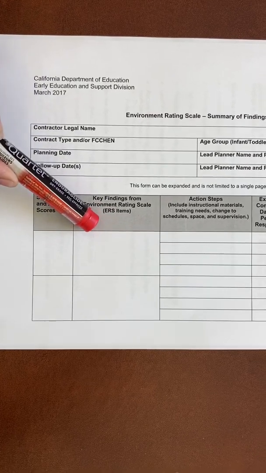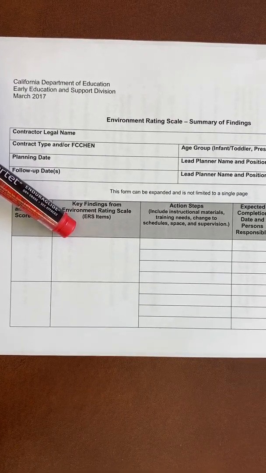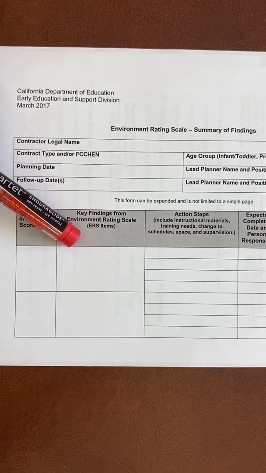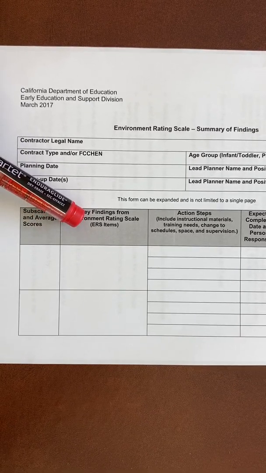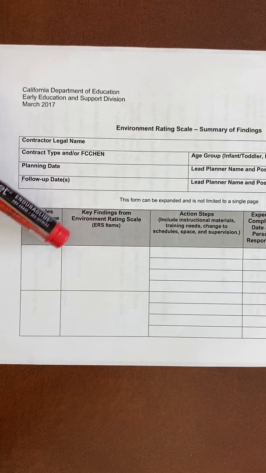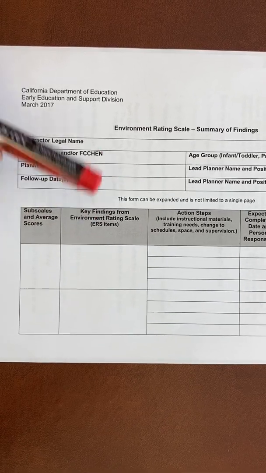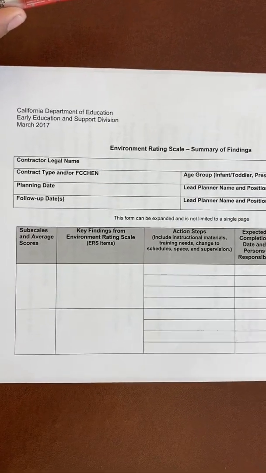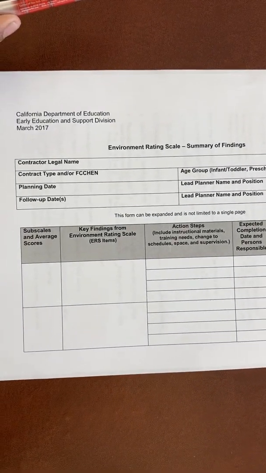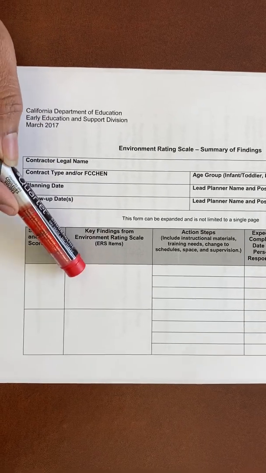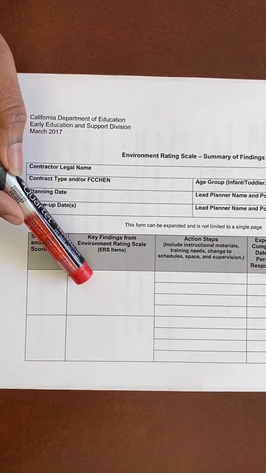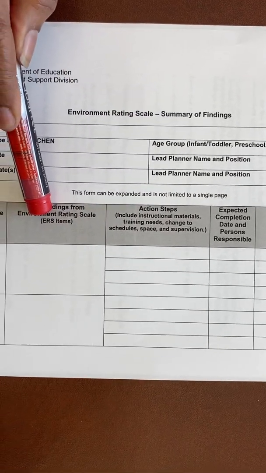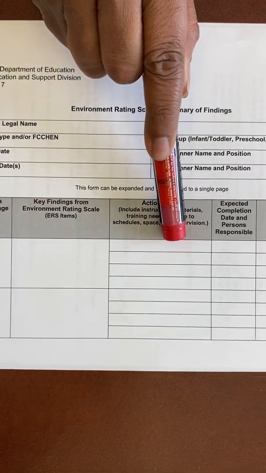The next over are the key findings from the environmental scale. So one of the things that you want to do here is look at what did we see? What were the results? What was in my report that was given to me? Because some of you receive reports during monitoring. So look back at those. What did they say in those reports? What should I do based on the results?